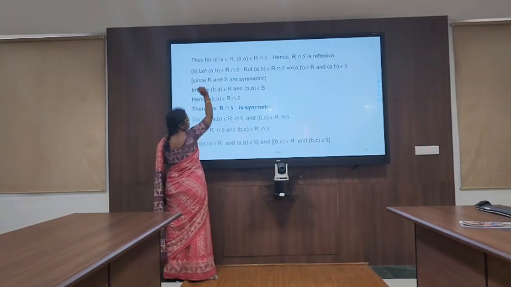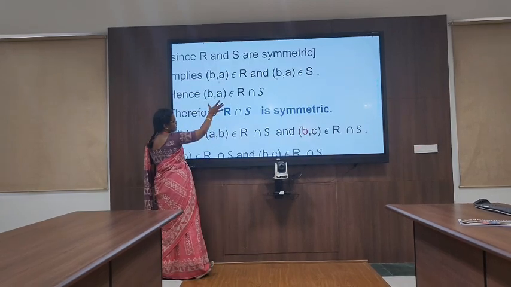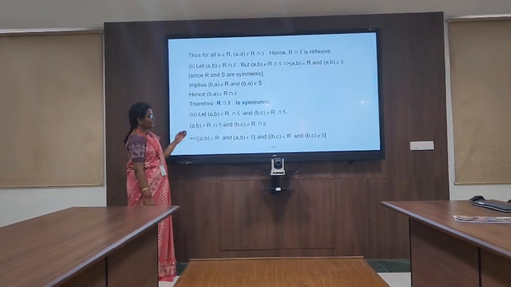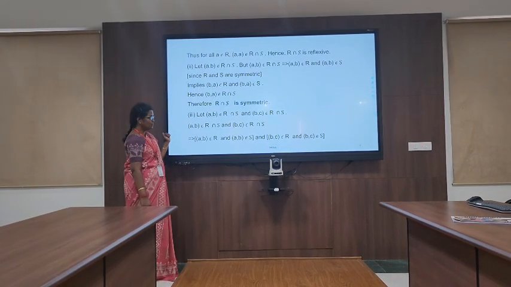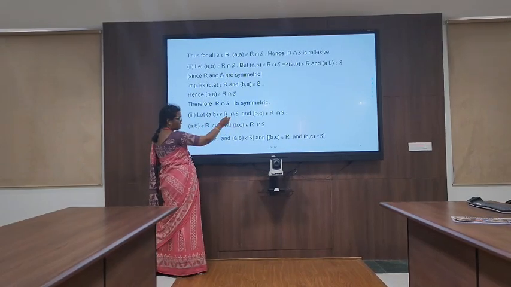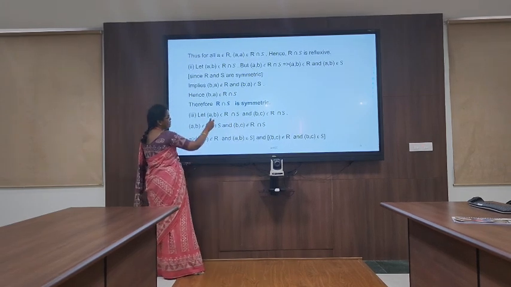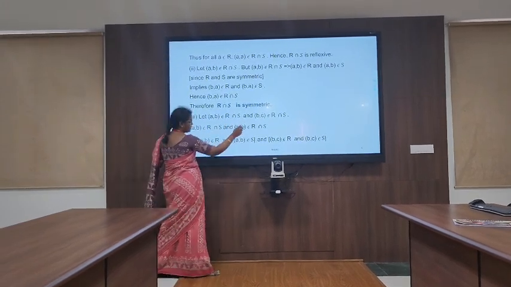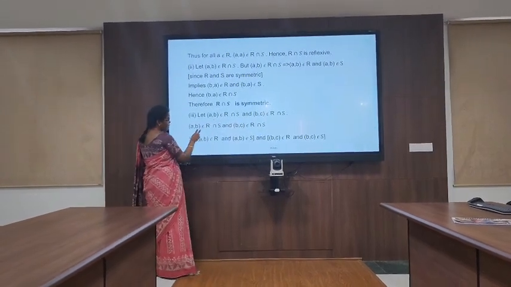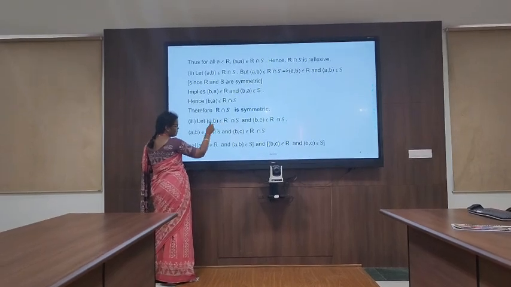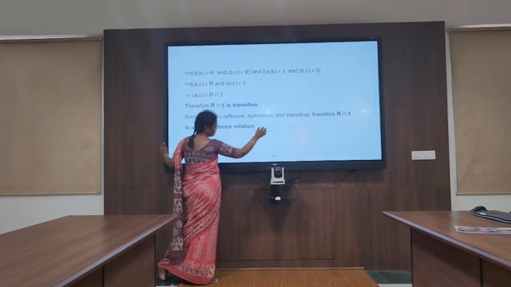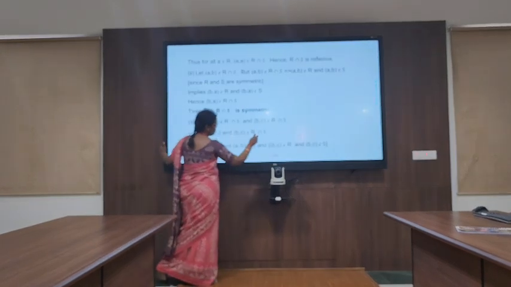So started with A, B belongs to R intersection S. We ended with B, A belongs to R intersection S, showing this is a symmetric relation. Now let's see the third condition, transitivity. Assume two elements belongs to the intersection set R intersection S. So A, B belongs to R intersection S, B comma C belongs to R intersection S. So from this, a common element is present in R, the element is present in S also. Likewise, B comma C belongs to R, B comma C belongs to S also.